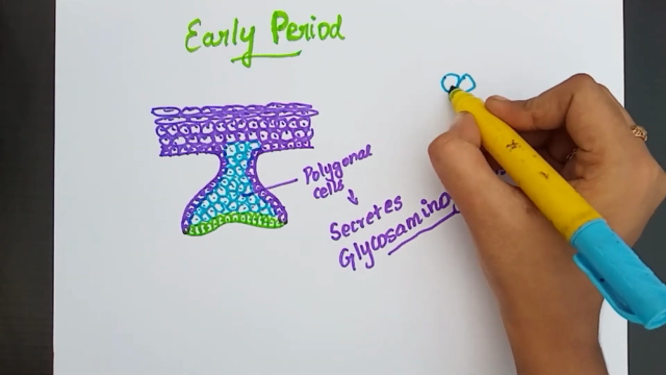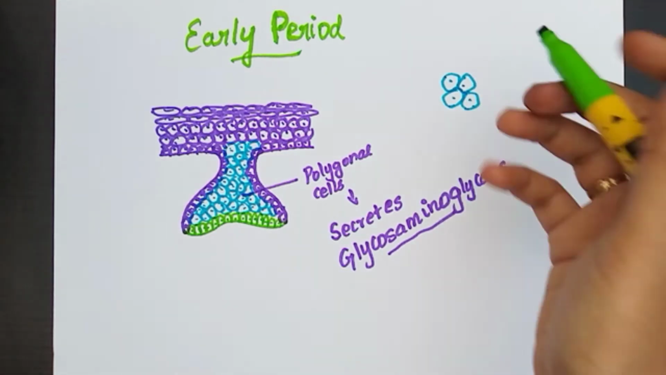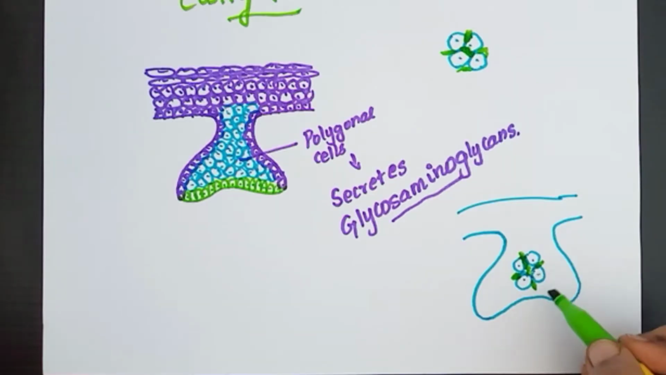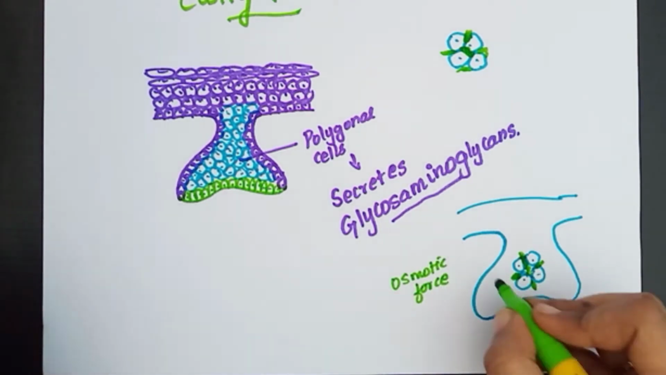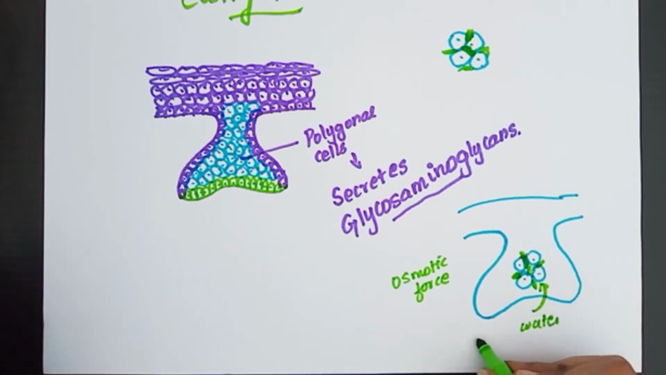Let's say these are the polygonal cells, alright? These cells secrete glycosaminoglycans in the intercellular spaces. Now, these glycosaminoglycans secreted from the polygonal cells exert osmotic force, and so the water is drawn into the enamel organ from the dental papilla or the ectomesenchyme.